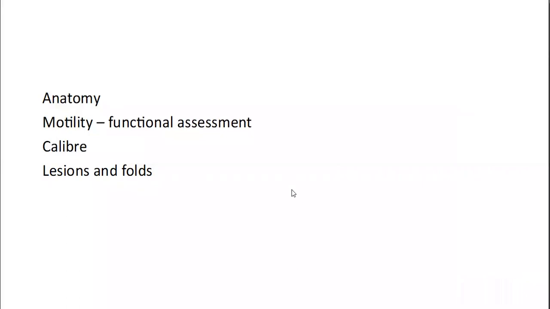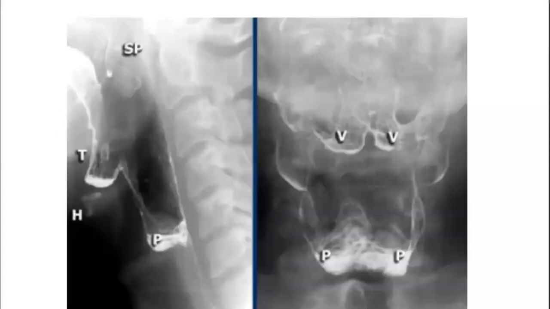So we have to comment on what is the caliber of the intestine or the bubble that we are talking about. So is it grossly distended? Is it collapsed? Okay, so that will give us an idea of what could be the pathology. And finally, the lesions and also the folds. We may have to comment on the mucosal folds.